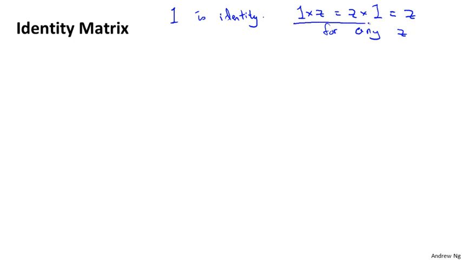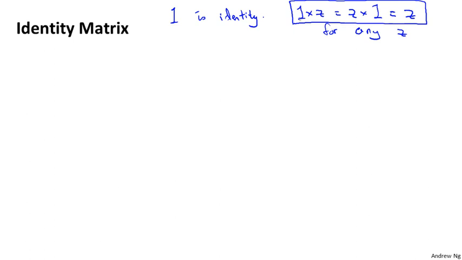Finally, I want to tell you about the identity matrix, which is a special matrix. So let's again make the analogy to what we know of real numbers. When dealing with real numbers or scalar numbers, you can think of the number 1 as the identity of multiplication. What I mean by that is that for any number z, the number 1 times z is equal to z times 1, and that's just equal to the number z, for any real number z. So 1 is the identity operation and satisfies this equation.